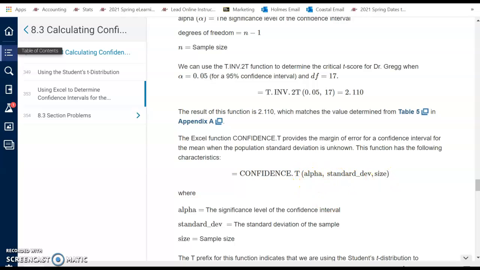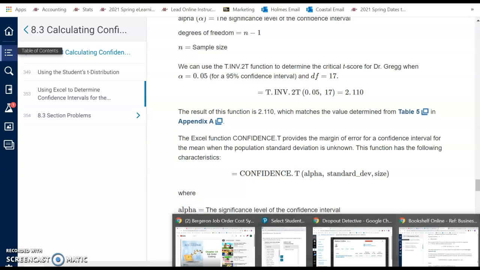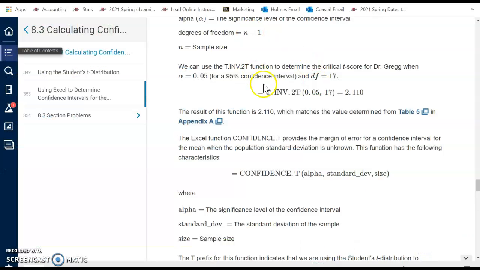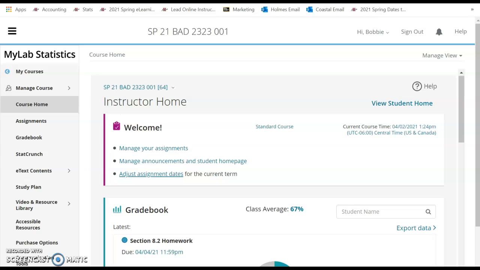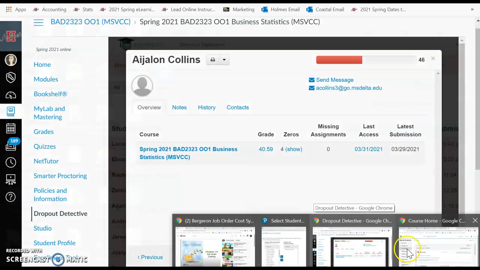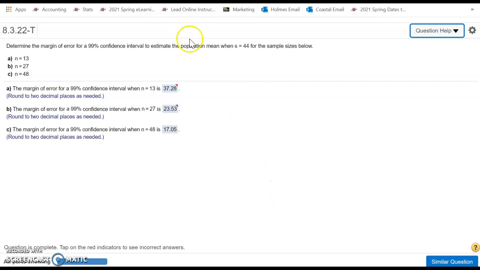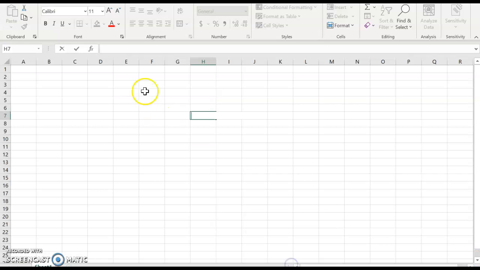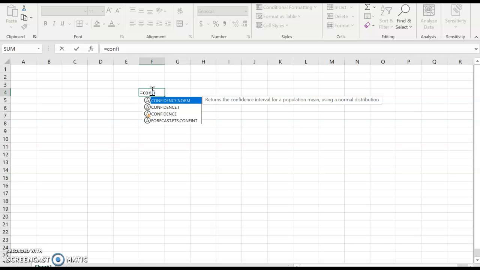Now alpha, let's look at how to get that. So alpha is just 1 minus your confidence interval, which in our problem was 0.99. So 1 minus 0.99 would be 0.01. So we're going to put in equal confidence dot T, and alpha we said was 0.01.